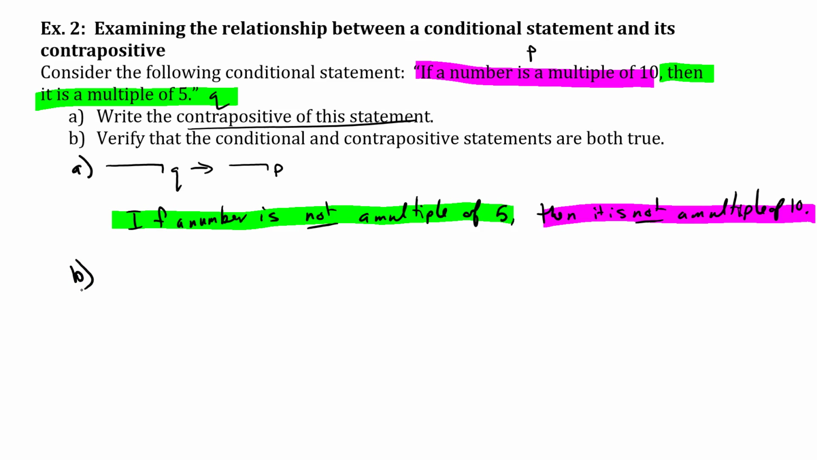So verify that the conditional and the contrapositive statements are true. You're going to find this relationship all the time. The conditional statement and its contrapositive is always going to be true. Let's check it out. So if a number is a multiple of 10, then it is a multiple of 5. So let's think of some multiples of 10.